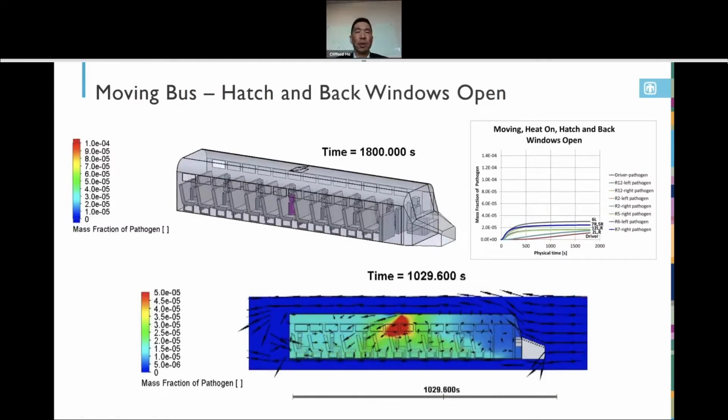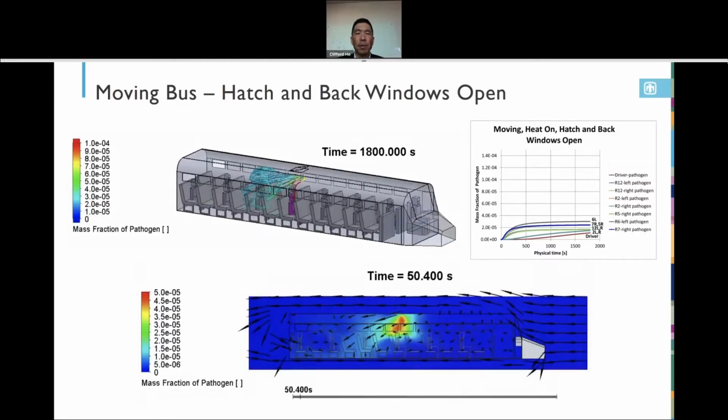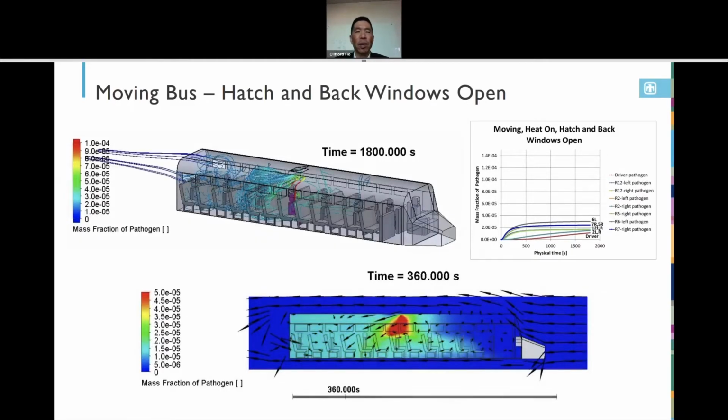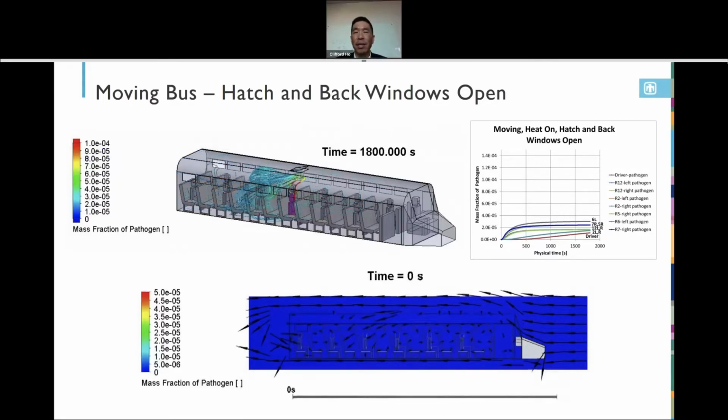However, if you open up the back windows and you had the hatch open, it was much better. The flow would go in through the hatch, and it had an outlet. It would go out through the back windows. And you can see in the upper right, the overall concentrations reached a steady condition that were much lower when you just had the hatch open.